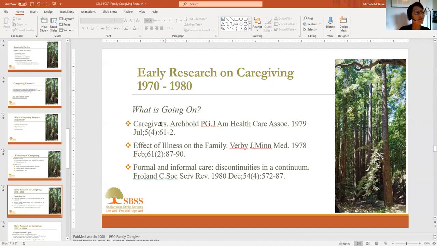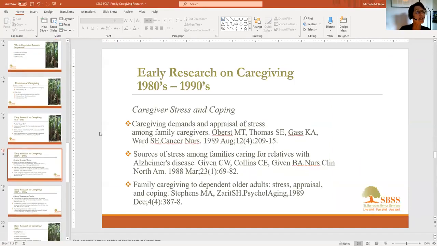You can see that the titles are very basic. Caregivers. That's the title of the study. The next one, effects of illness on the family. Formal and informal care. Discontinuities in a continuum. So basically they're just gathering information. It's kind of like basic research. That's 1970 to 1980. In the 80s and the 90s, you can see they're starting to get a little more complex.